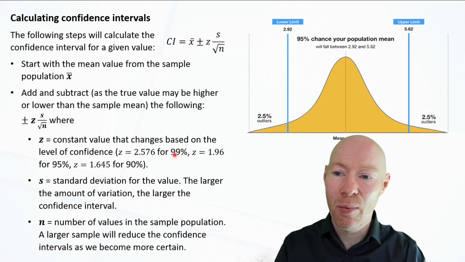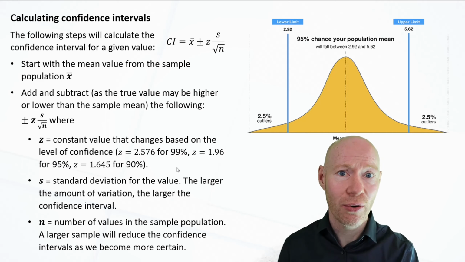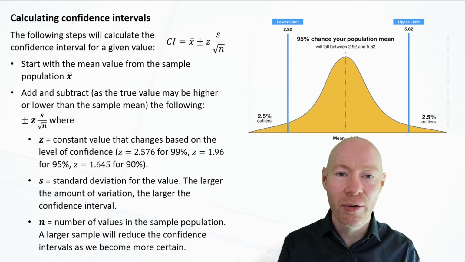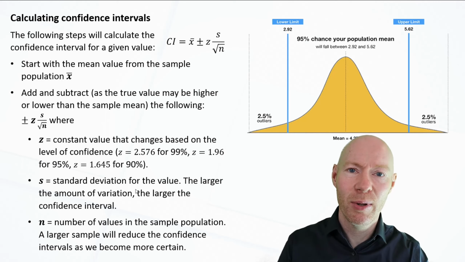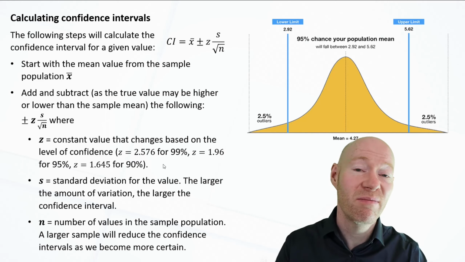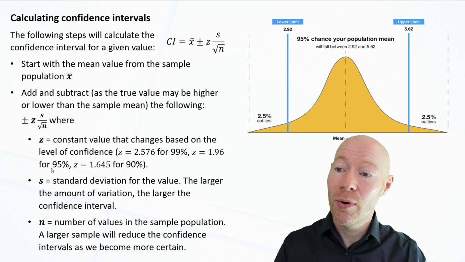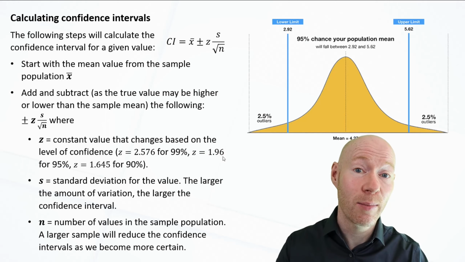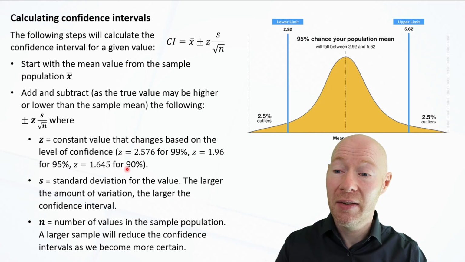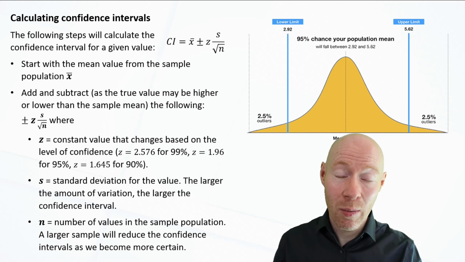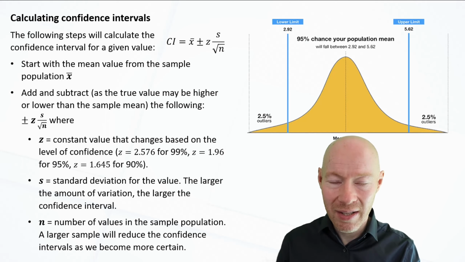If we want to be 99% certain that the true population's value is going to fall inside our interval, we look it up on the table, or an online calculator, and we get a Z value back of 2.576. If we only want to be 95% confident, we get a slightly smaller Z value, 1.96. And if we were willing to be 90% confident, we get a smaller one again, 1.645. So the more confident we want to be, the bigger the Z value is.